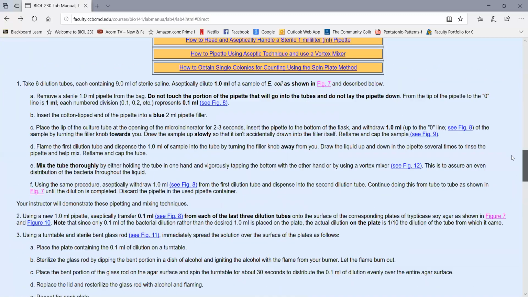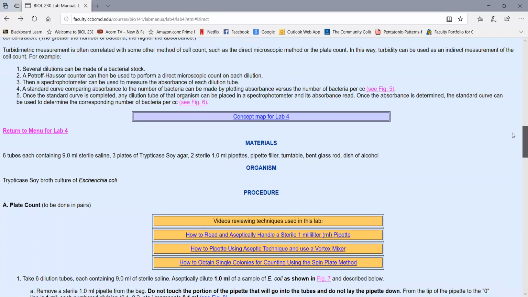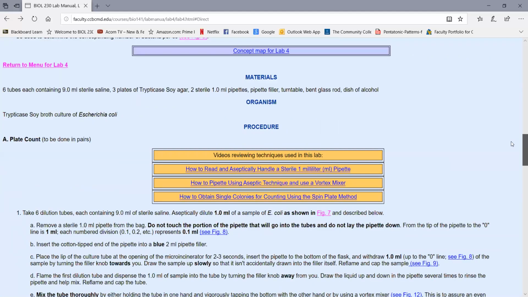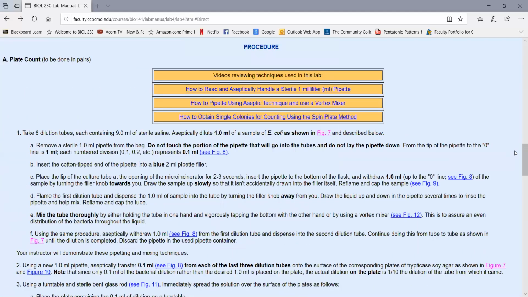So that's the concept. Now, what we're doing today in lab is only the plate count procedure. And we'll be demonstrating how to pipette aseptically. Remember, I've also shown you videos on how to pipette aseptically using a 1 mil pipette, which is all we'll be using in today's lab. I've also indicated how to use a 10 mil pipette in a different video.